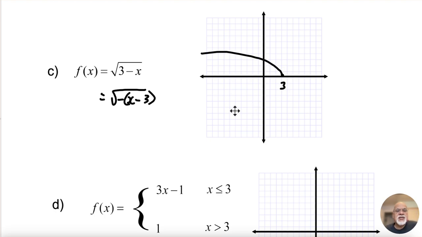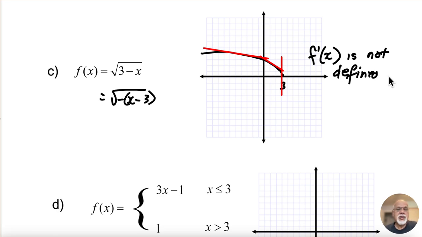Now, you might wonder, why is f prime not defined at 3? Well, if you take a look at the tangents, the tangent over here would be something like that. And then as we get along here, it looks like that. And by the time we get to the end here, it looks like that. We end up at 3 being vertical. And you can't have a vertical tangent like that. And so we say that f prime of x is not defined here.